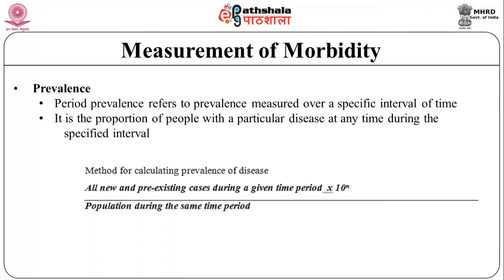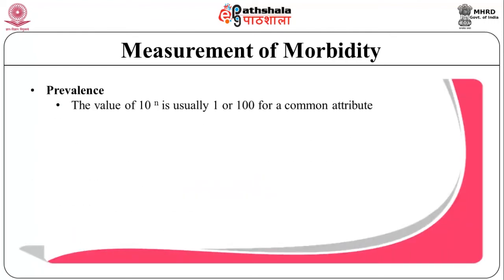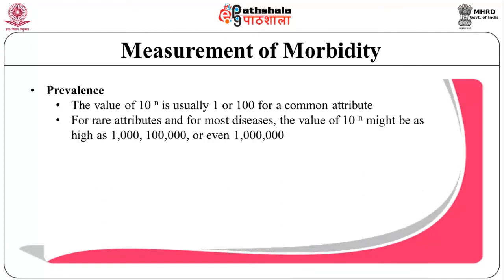Method for calculating prevalence of disease. All new and pre-existing cases during a given time period multiplied by 10^n and divided by the population during the same time period. Now let us see the method for calculating prevalence of an attribute. Persons having a particular attribute during a given time period multiplied by 10^n, divided by the population during the same time period. The value of 10^n is usually 1 or 100 for a common attribute. For rare attributes and for most diseases, the value of 10^n might be as high as 1,000, 100,000, or even 10 lakhs.